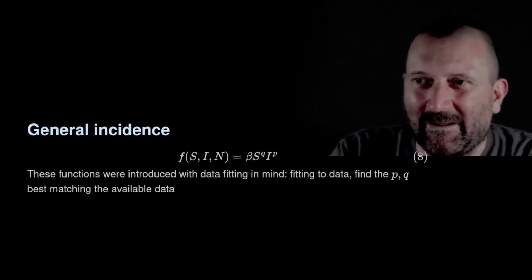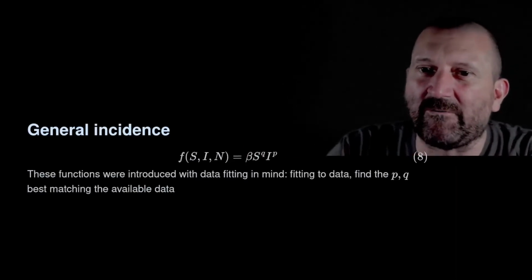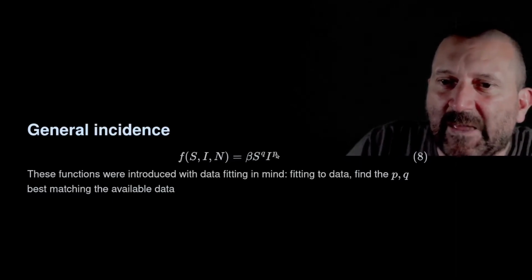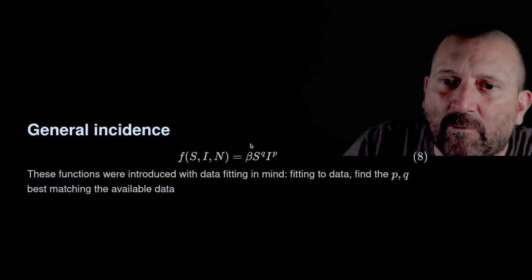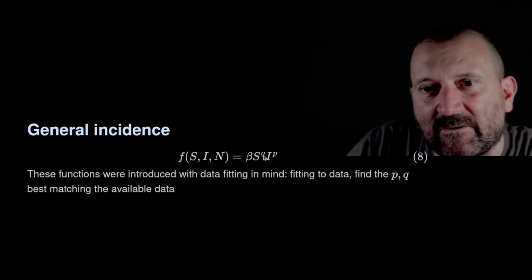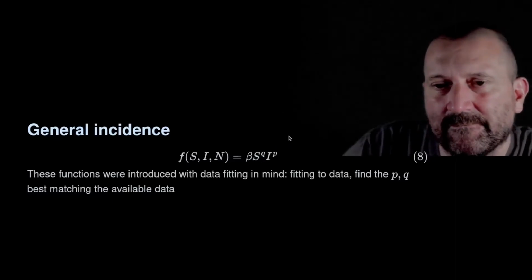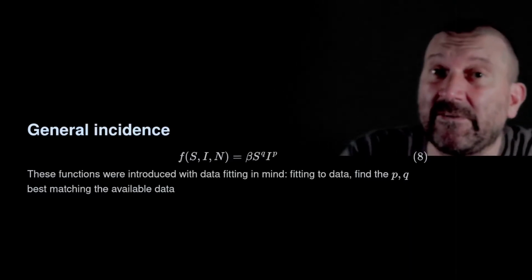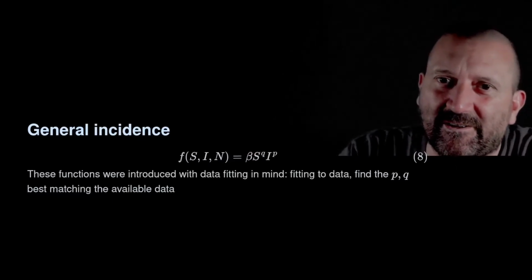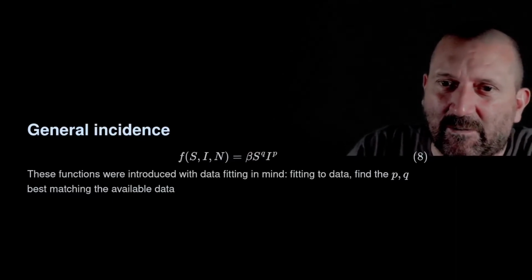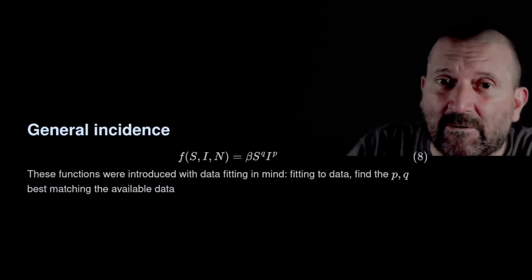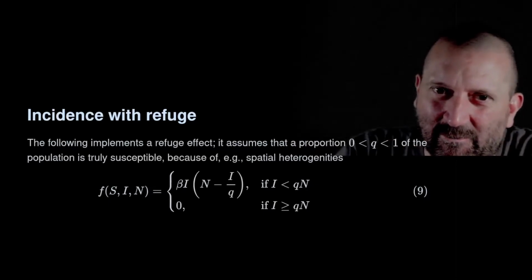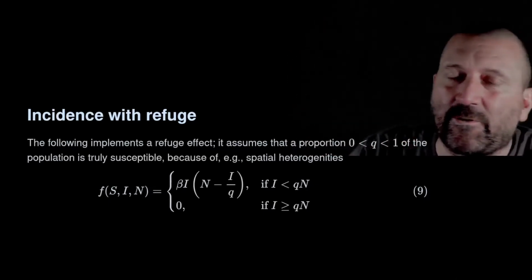Another type, so we've seen standard and mass action, but another type is what's called general incidence. This is a very good function if you have data fitting in mind, because not only can you vary beta, but you can also vary this p and this q. And I should point out that some of the early results in terms of global stability, so mathematical approaches here, use this type of incidence as well. I refer you to that paper I was talking about before. There's a whole list. I'm not showing you all of them.